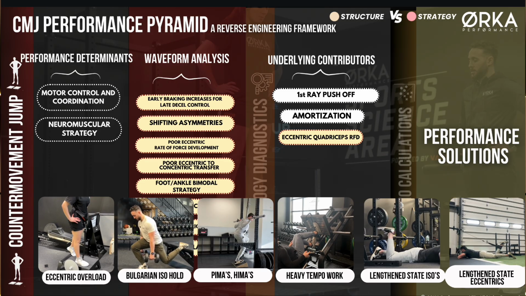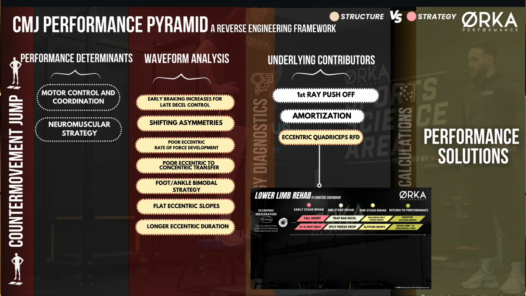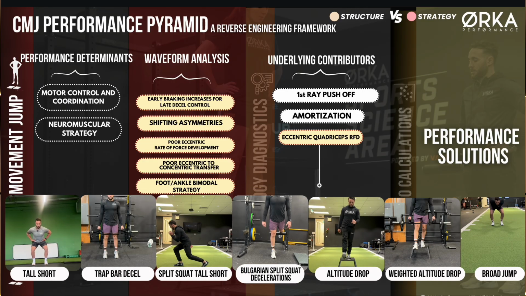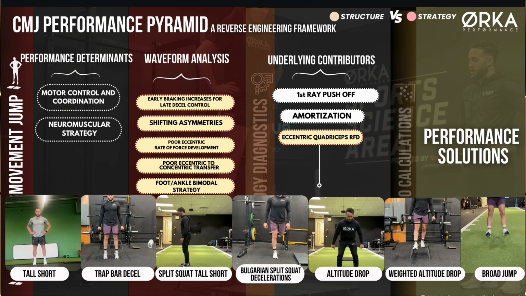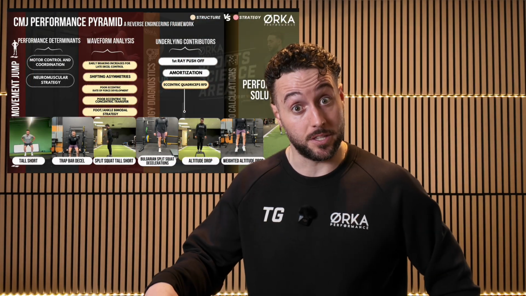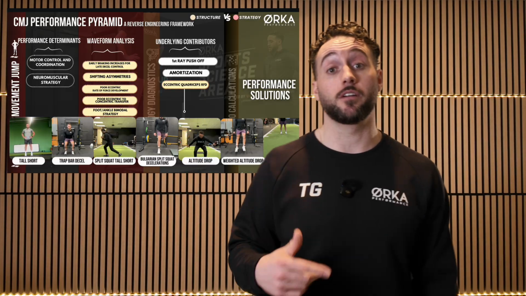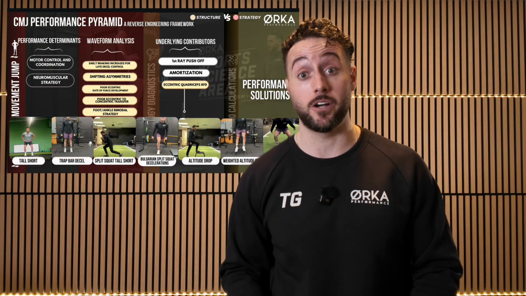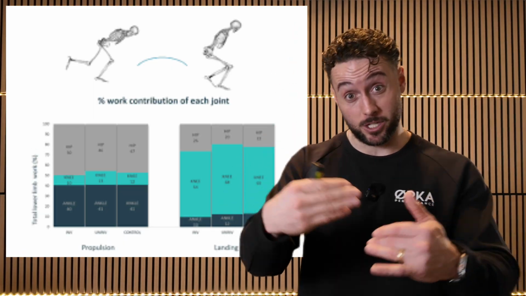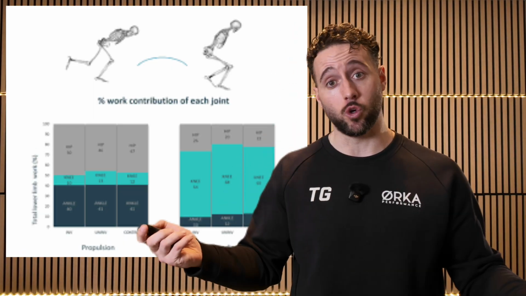We also might have an eccentric plyometric continuum where we bring the athletes through tall shorts, single leg tall shorts. We add load through trap bar decels. We do Bulgarian split squat drops where we start to split the stance. We move into altitude drops and eventually into some horizontal hop variations, which, based on Rula's research, is quite demanding, especially during the landing phase on the knee joint itself.